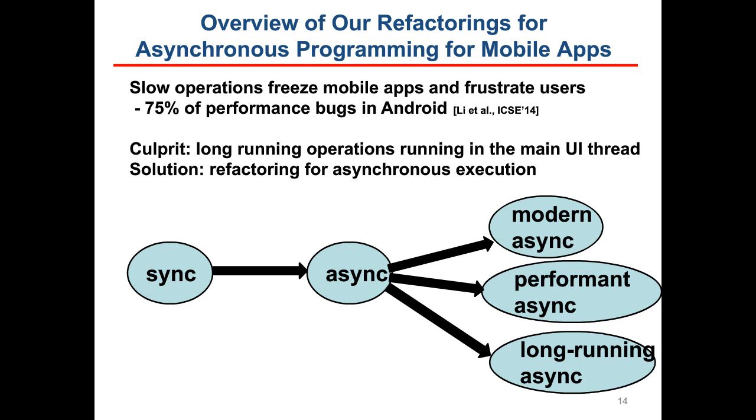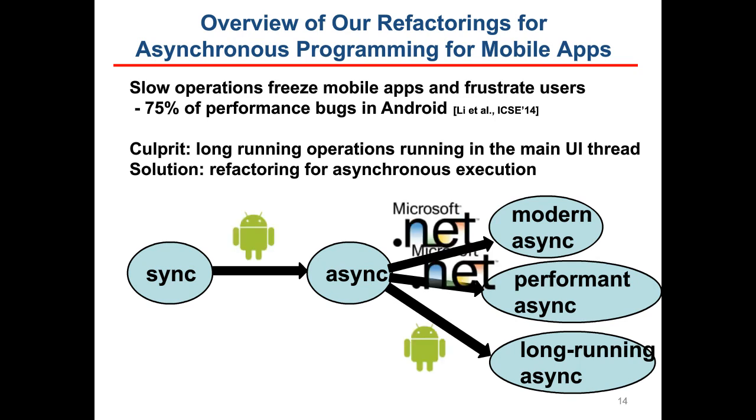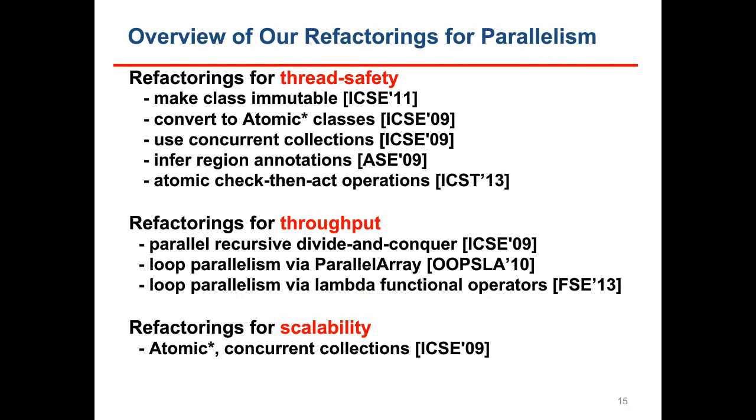So along these vectors of refactorings, we have been automating some for Android, some for .NET, and some for Java and C#. And surely, there's a lot more work that can happen here. I just want to skip over this work that we've done with refactorings for parallelism, for multi-threading, in the interest of time. So let me go to the next slide.